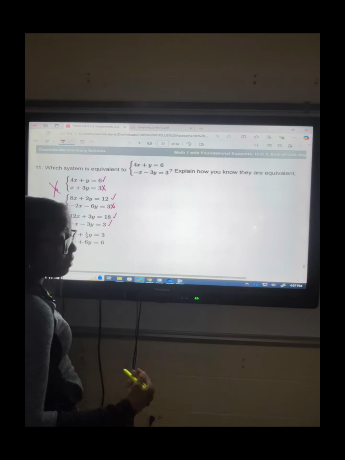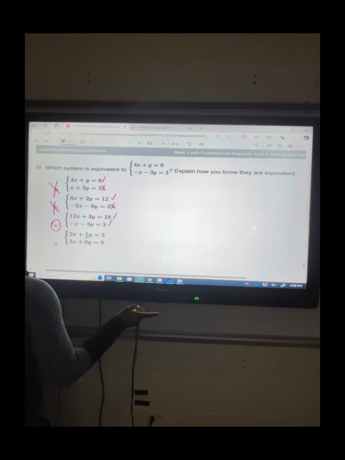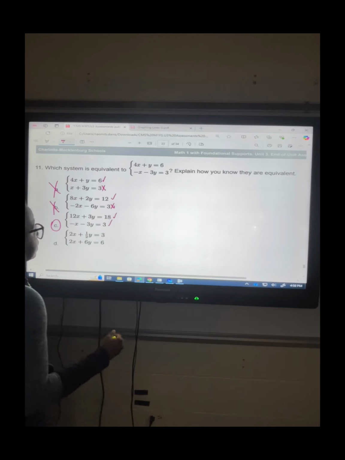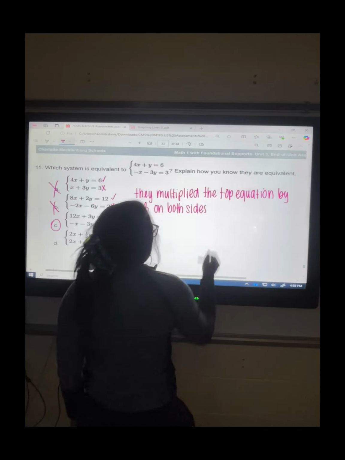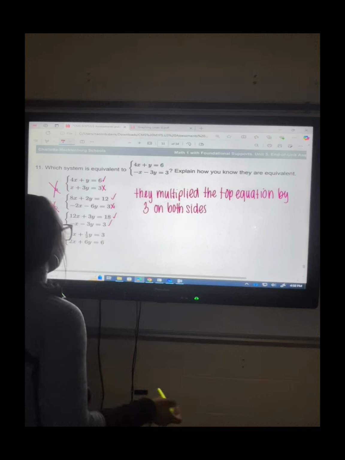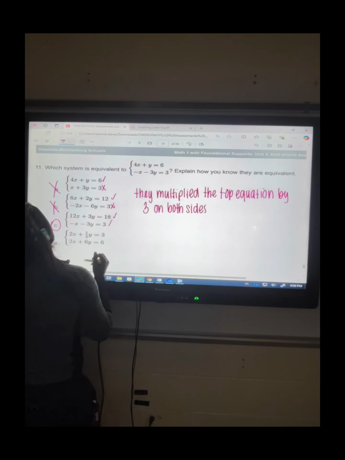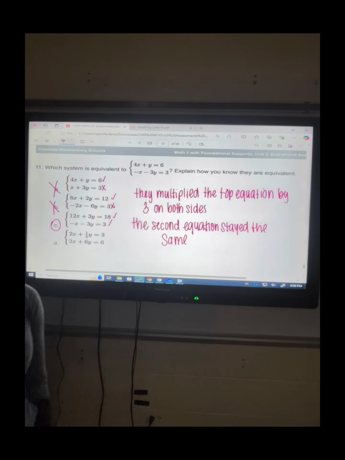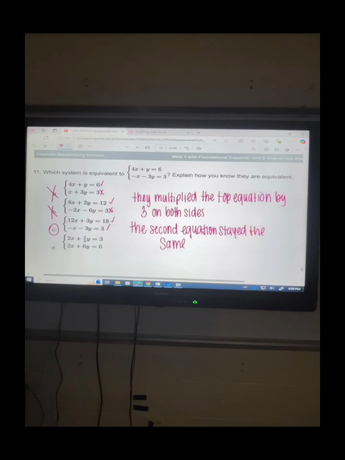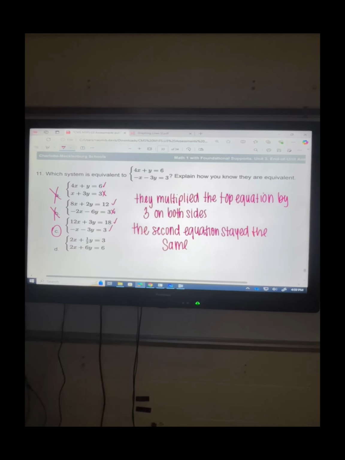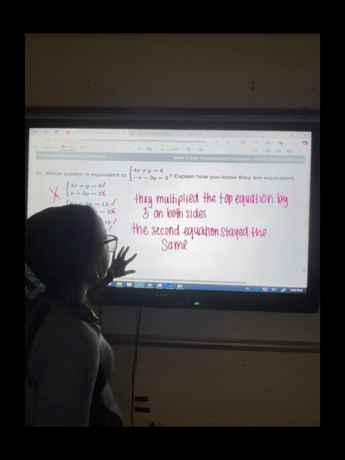Now the next problem on the test will be to explain how these two equations are equivalent. We know C is equivalent because they multiplied the top equation by 3 on both sides, and they didn't touch the next equation. So they multiplied the top equation by 3, and then they kept the second equation the same. And so that's how they're equivalent.